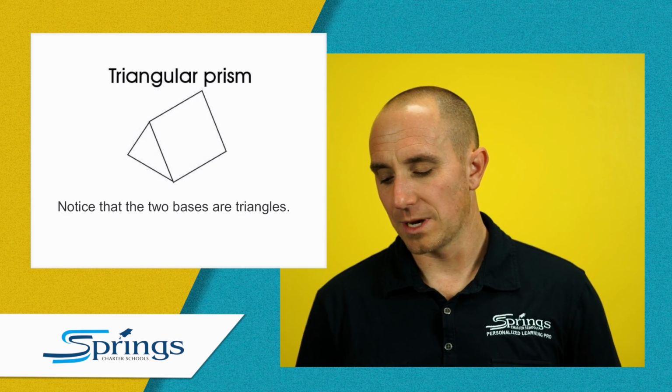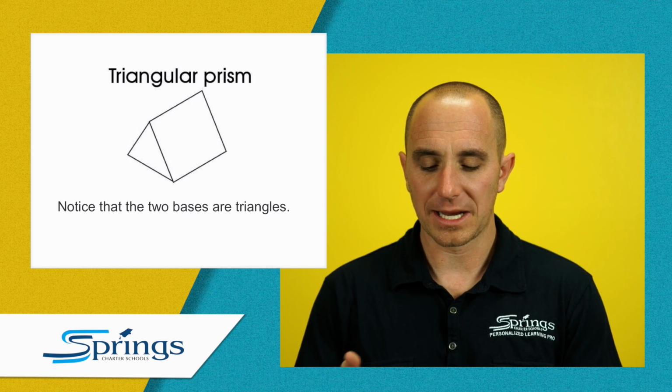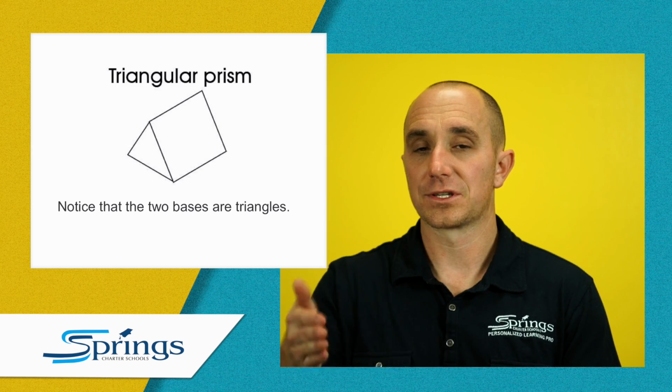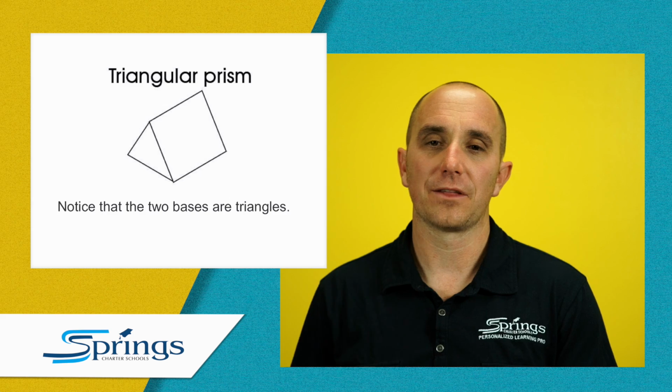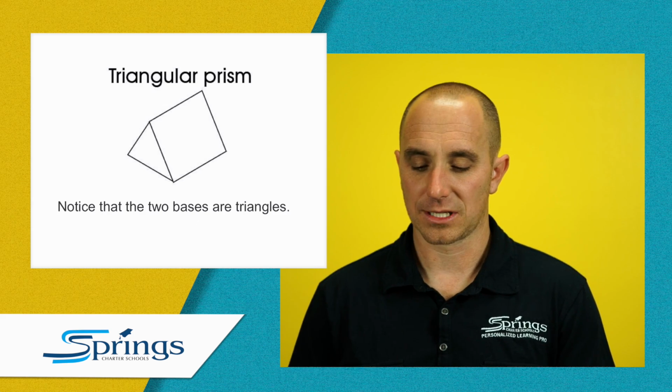So notice that the two bases are triangles. Now, it's a little bit tricky to see in this picture. I mean, you don't think of them as bases, but you have two triangles on either side. Now, really you'd flip it maybe to the other side if you were trying to make it really look like it was the bases, but you have two triangles essentially.